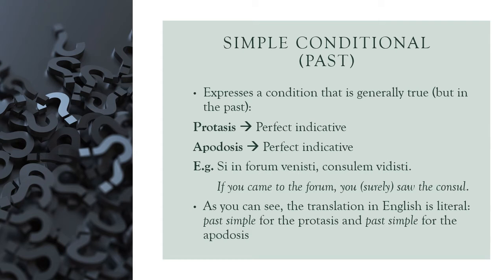Here I give an example in Latin. Si in forum venisti, consulem vidisti. So if you came to the forum, you surely saw the consul, because the consul is always there. So if you came to the forum, it is certain that you saw the consul. So as you can see, even here, I am talking about a general truth. Therefore, I have to use the indicative, this time in the perfect tense because it refers to the past.